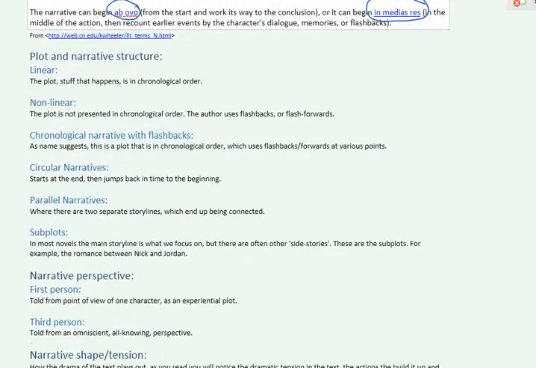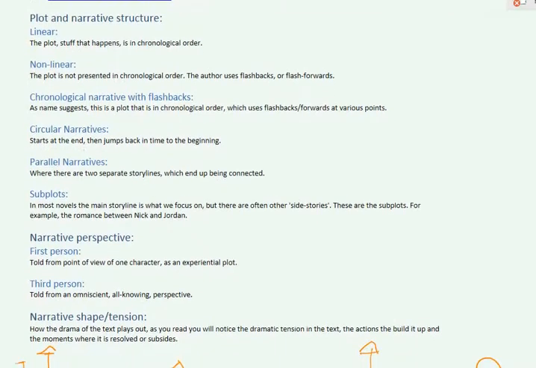Now, in terms of plot and narrative structure, what's a plot? You say a plot is the stuff that happens in a book, the things that happen, the things that are said, the things that people do. Plot is the guts of the book. It's not what it's about, but it's what happens in the book and moves everything forwards.